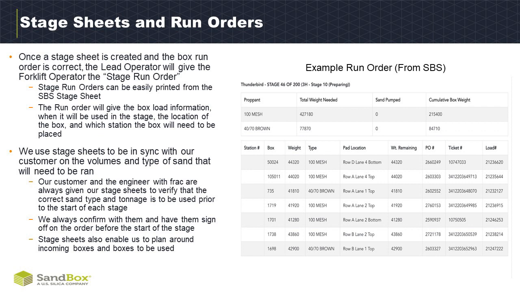Stage sheets also enable us to plan around incoming boxes and boxes to be used. The example to the right is a run order from SBS. This is what the forklift operator would be given prior to the start of the stage. The first box to be ran of this run order would be box 50024.